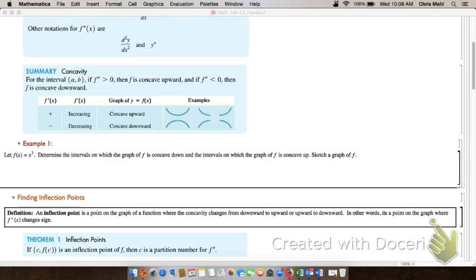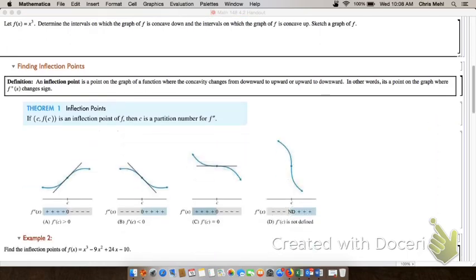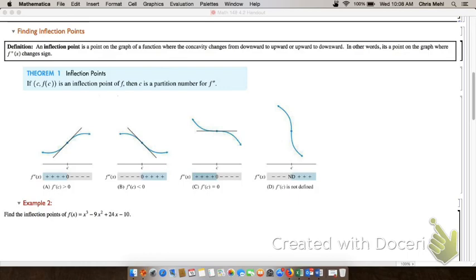In example 1, we looked at f of x equals x cubed. We determined the intervals of concavity, where it is concave up and down. We sketched a rough sketch of the graph. And then we went on to define what are called inflection points. That's a point on the graph of the function where the concavity changes from down to up or from up to down. And there's a theorem that an inflection point can only occur at a partition number.